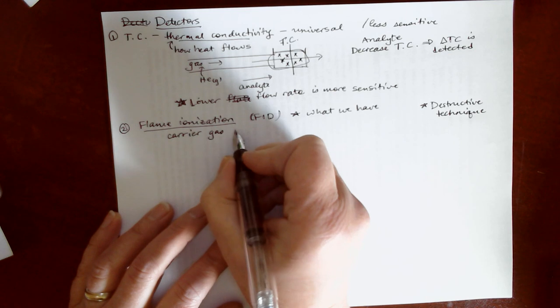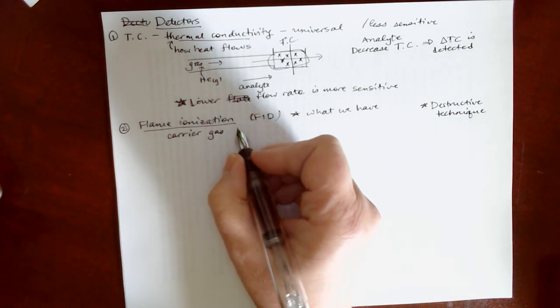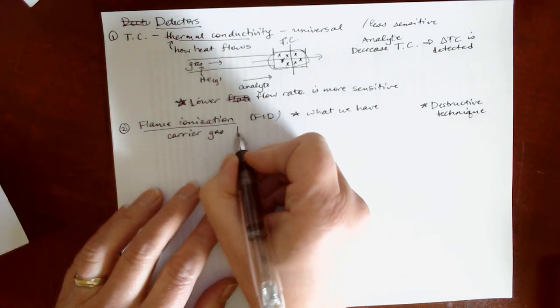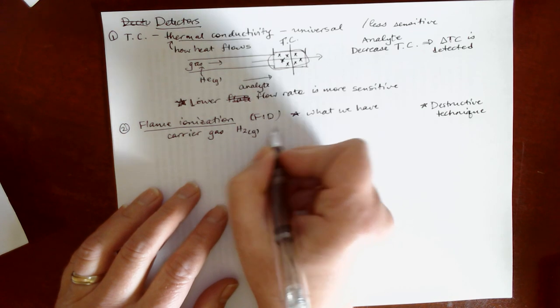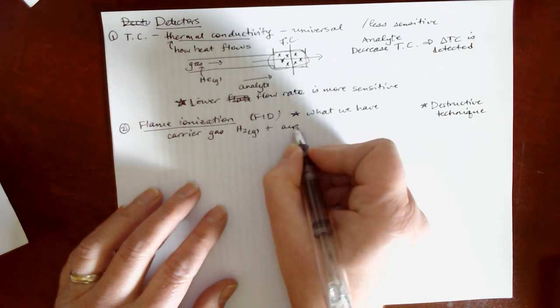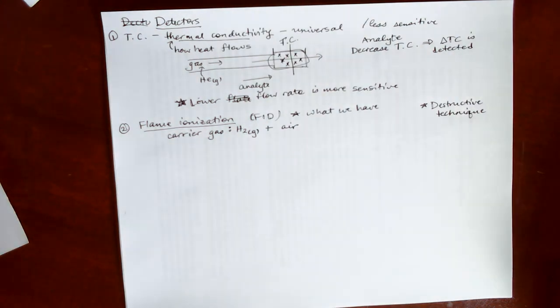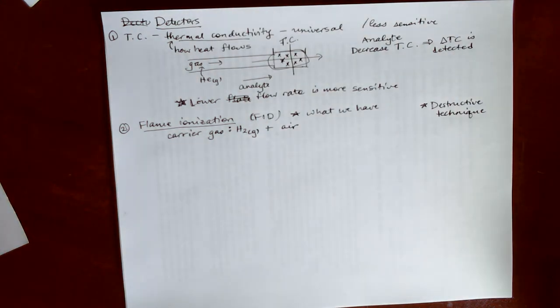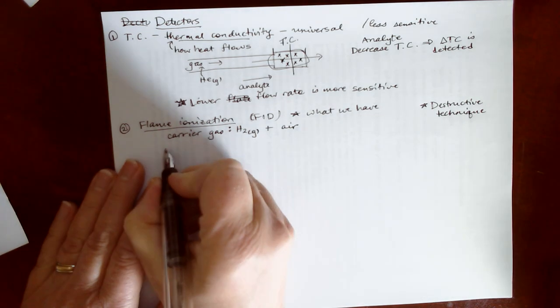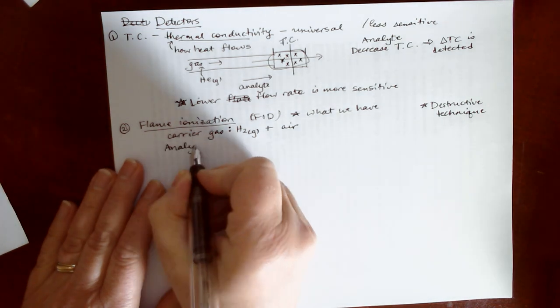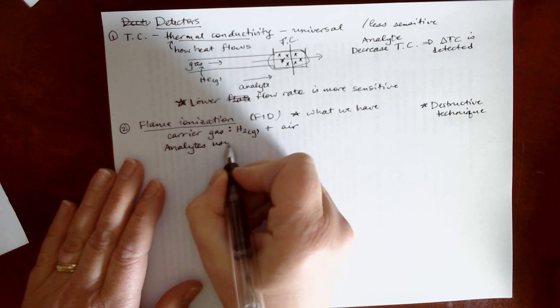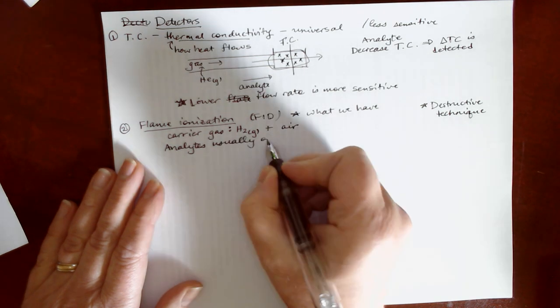So anyway, the carrier gas has to be able to burn. So that means that what we do is we use a combination of hydrogen gas and air. And so hydrogen gas is flammable, air has oxygen in it, and so together these guys are going to be able to burn, and away we go. So when we do this flame ionization, we also have to have analytes that can burn. So these are usually organic molecules.